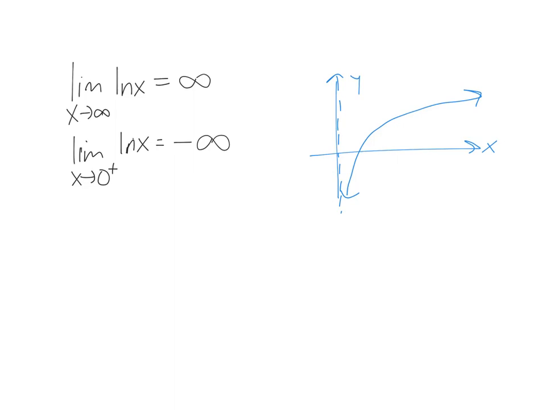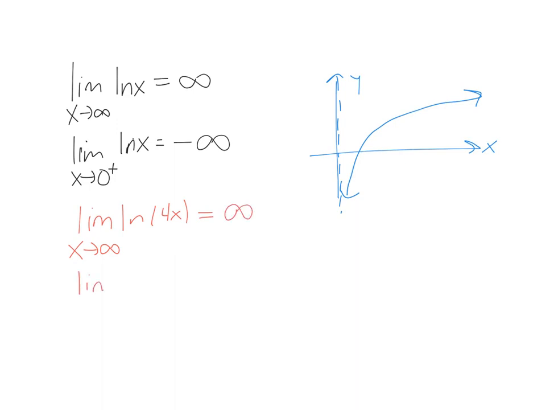So again, what happens if we're not looking at a graph? We can reason these out. So for example, let's say we have the limit as x approaches infinity of the ln of 4x. Now we know that x is getting infinitely large, so 4x is getting infinitely large, so this whole function is also getting infinitely large. So we can say that this goes to infinity.